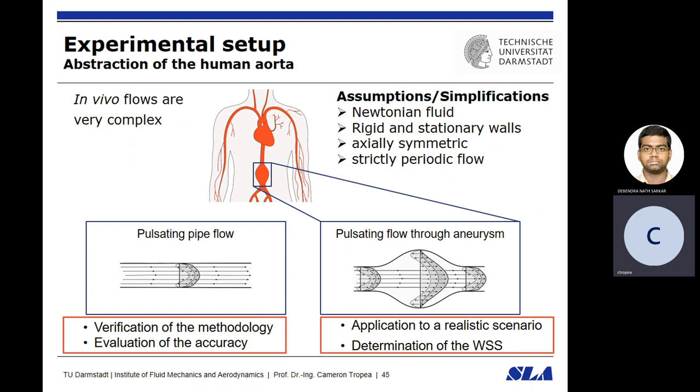But now let's look: how would we go about testing how good the wall shear stress measurement is in arteries? One way to do it is on a model where you know the ground truth. We can know the ground truth outside of the MRI two ways: either really high fidelity CFD, computational fluid mechanics, or other techniques like the laser Doppler velocimeter, where we can measure the wall shear stress very accurately.